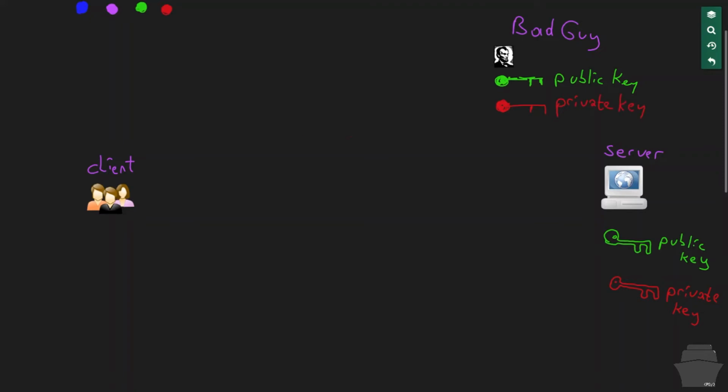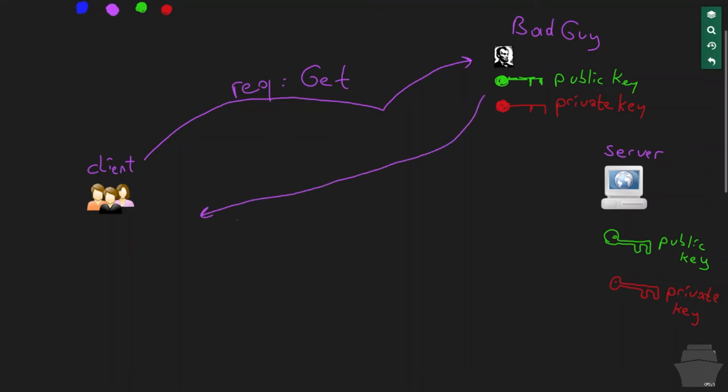Nice. I'm going to apply the same scenario. Our beautiful little client wants to communicate with the server and it sends a GET request. But this bad guy captured the GET request before the server got it. And what is the bad guy going to do? He responds back with his own public key. Let's draw it.